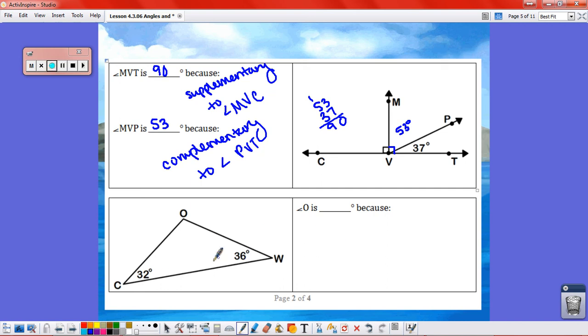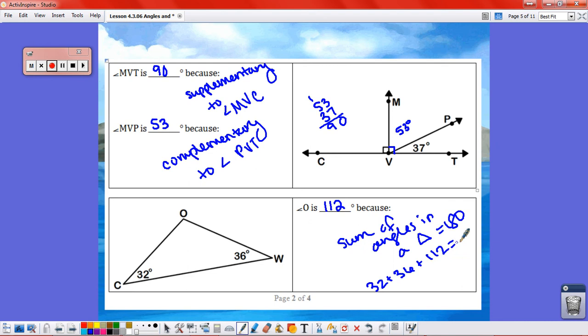Here's another example. Angle O is 112 degrees. This is the sum of angles in a triangle equals 180, and 32 plus 36 plus 112 is 180.